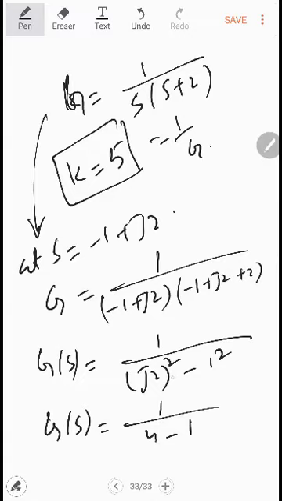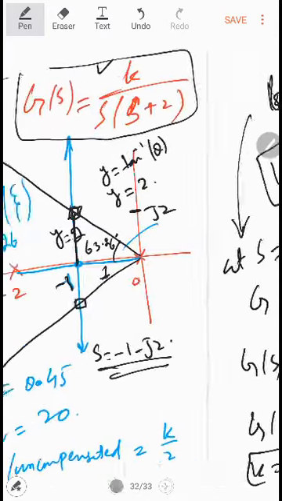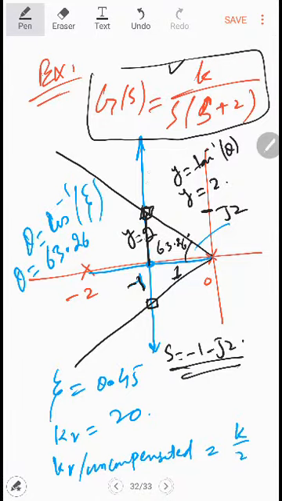and j square is equal to -4 minus 1. So this will become like this, and finally it will become equal to -1 over 5, and then k is equal to 1 over g. So if k is equal to 1 over g, means k is equal to 5. So we found the value of the gain also. At this point we found the value of the gain. So k is equal to 5 at this point.